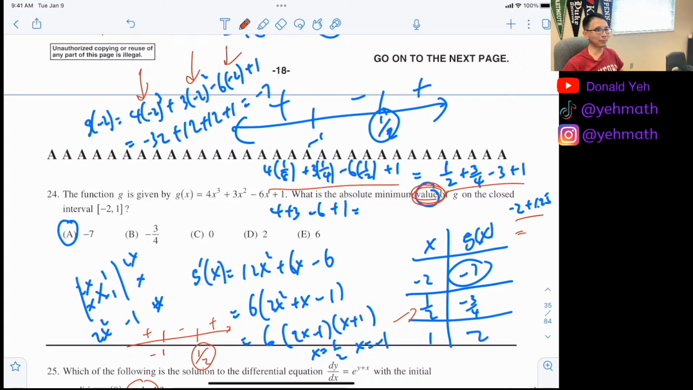It's a very mean problem, but I like it just because you should always check your endpoints, not only critical points. It's a good learning question. I like 24, but it's just mean. I don't think I would do that math correctly on the test though. So I don't know.